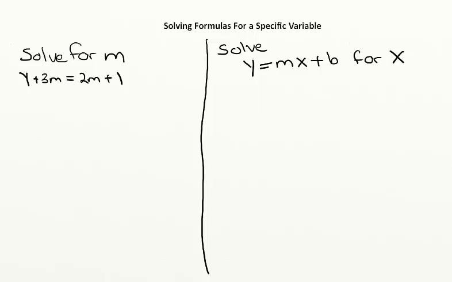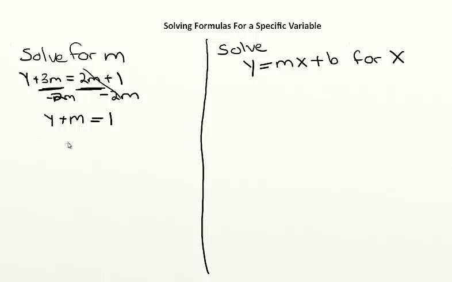Here are our last two examples. In the first one we're solving for m, and we have a 3m on one side of our equation and a 2m on the other. We know that we want m to be on one side of the equation. We can't have m on both sides when we're solving for it. So we can account for that by first subtracting our 2m from both sides. Then we'll get y plus 3m minus 2m, which is just an m, equal to, our 2m's cancel out, so we'll have y plus m is equal to 1.